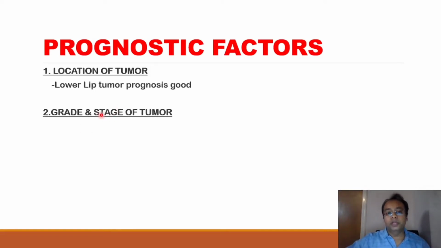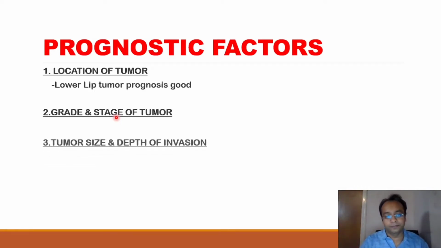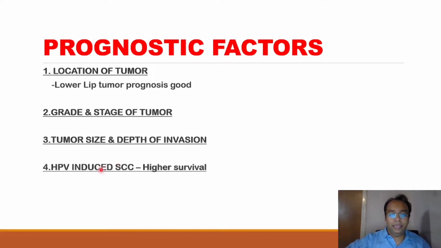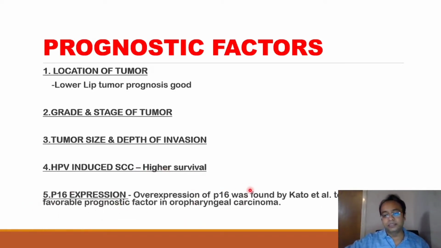And the stage of the tumor, particularly TNM staging, is given by the American Joint Committee on Cancer, right? If the AJCC stage is high, if TNM staging is T3 or T4, then the prognosis is poor. So the grade and stage of the tumor are very important prognostic factors. Tumor size: obviously, if the size is more, the prognosis could be poor. Depth of invasion: if the depth of tumor invasion is more than 5 millimeters or more than 1 centimeter, then the prognosis is very poor. The greater the depth of invasion, the poorer the prognosis. If the tumor is induced by HPV, human papilloma virus, then the survival rate is higher compared to HPV-negative tumors. If the p16 gene is expressed, then the prognosis is favorable, right? Survival rate is higher if p16 is positive, which is a cell cycle regulator. All right.